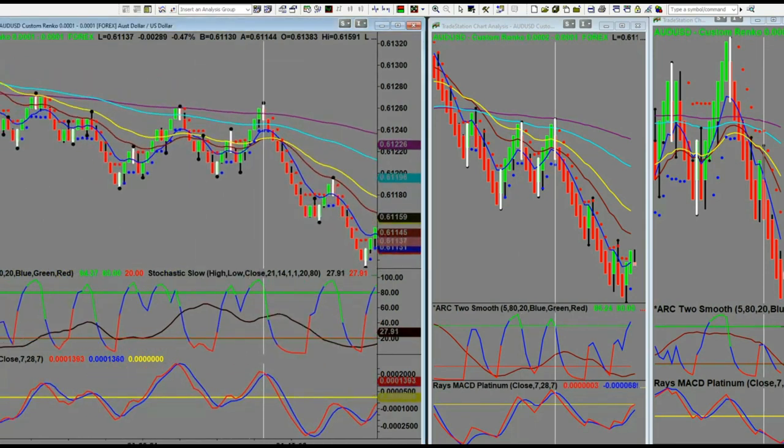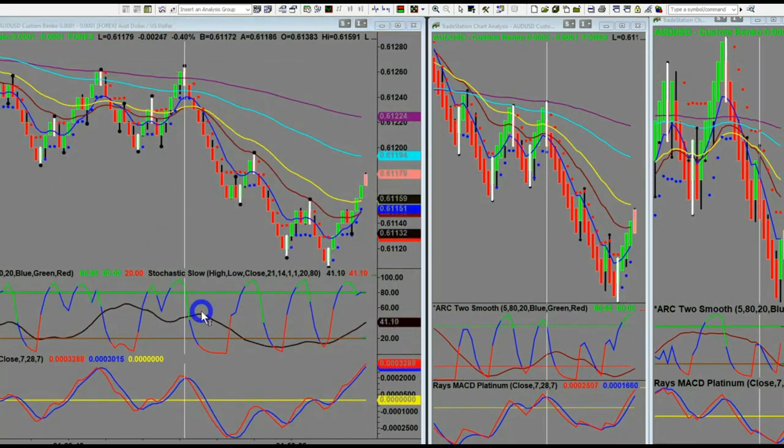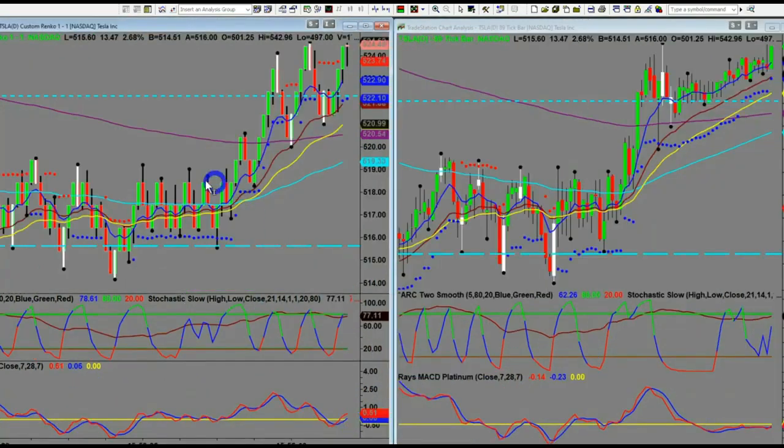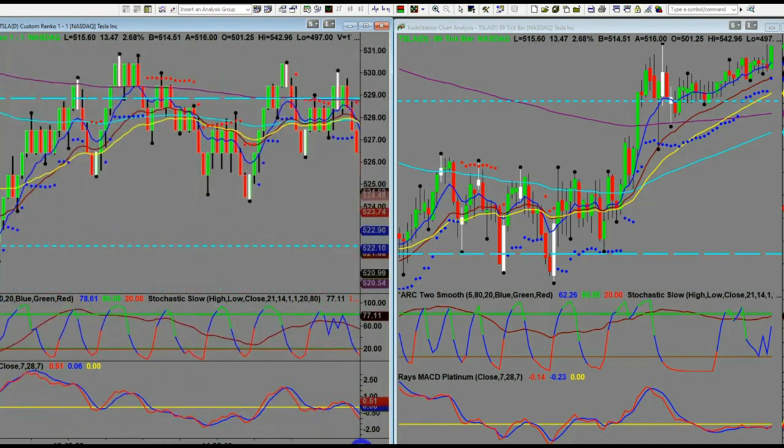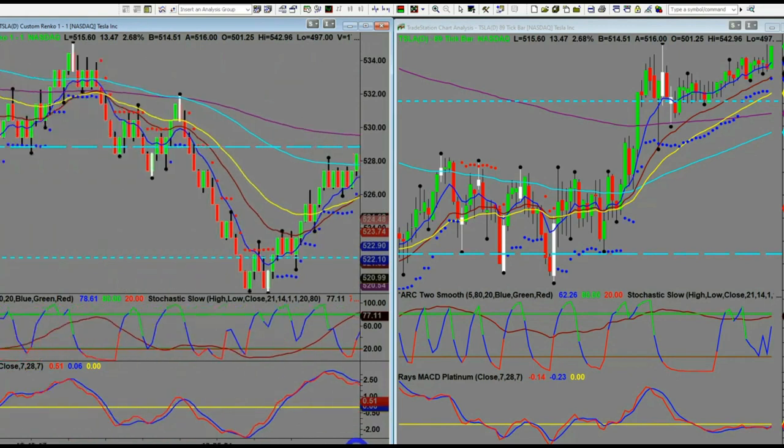Okay, what if you trade stocks? Let's just have a quick look here at this is Tesla. On the right hand side I've got a tick chart, on the left hand side I've got a Renko chart. So it really comes down to what you like to trade with, but the same concepts apply.